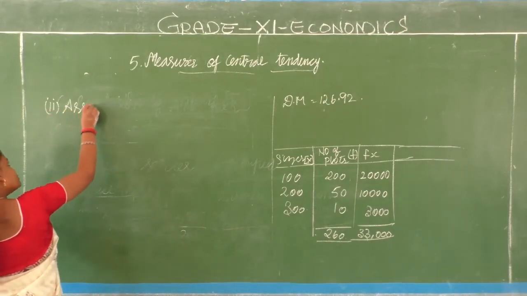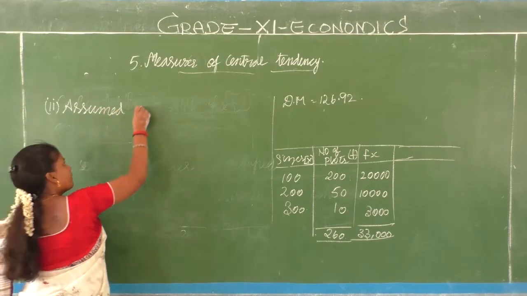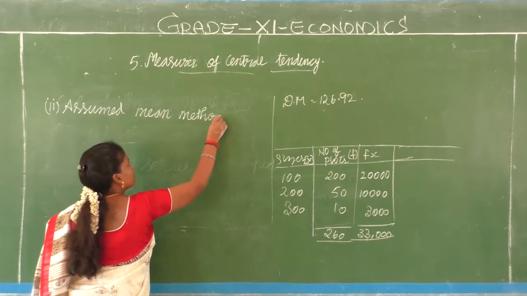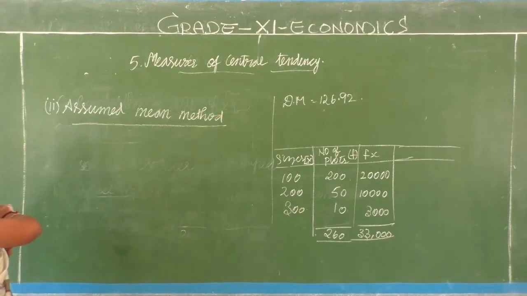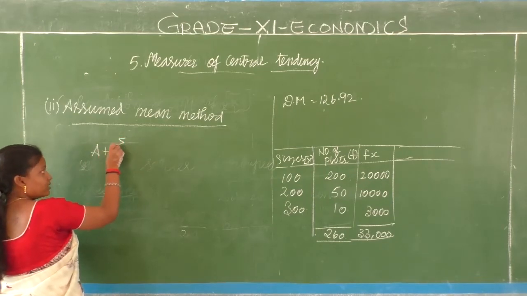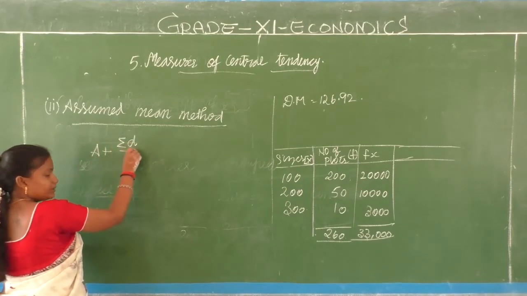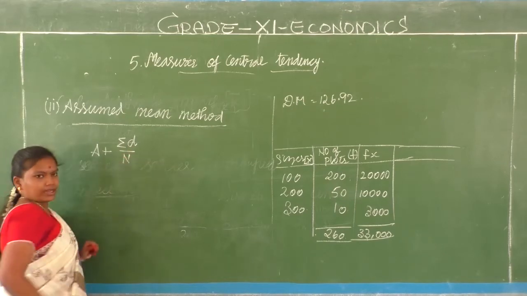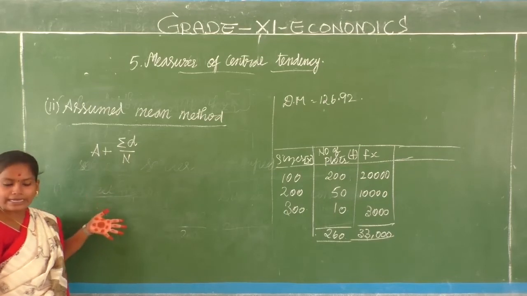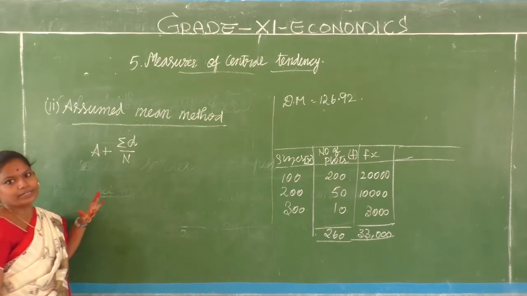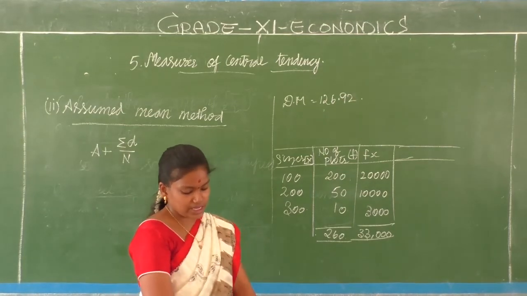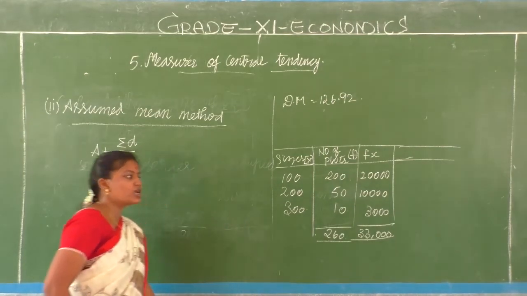The assumed mean method. The formula that we used was a plus sigma d by n. This was the formula for which data? For ungrouped data. Now we have grouped data. We are going to have frequency. So when you have a frequency, how is this formula going to change?